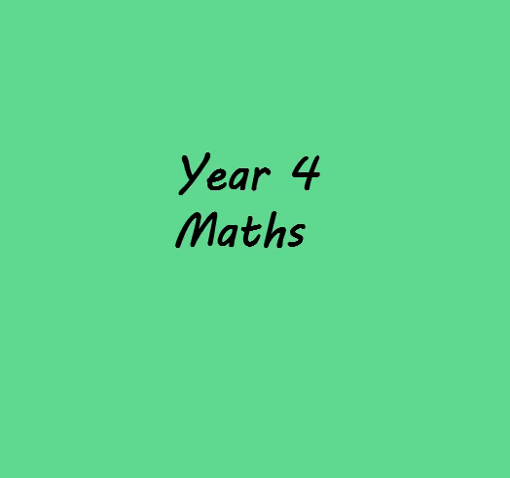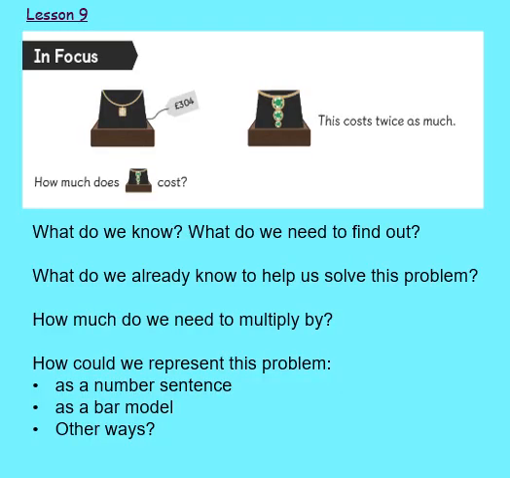How are you today? I hope you're well and ready for our next lesson on multiplication. So here is today's in focus, and we have two necklaces. The first necklace costs £304, and it tells us that the second necklace costs twice as much. It asks us to find out how much the second necklace costs.